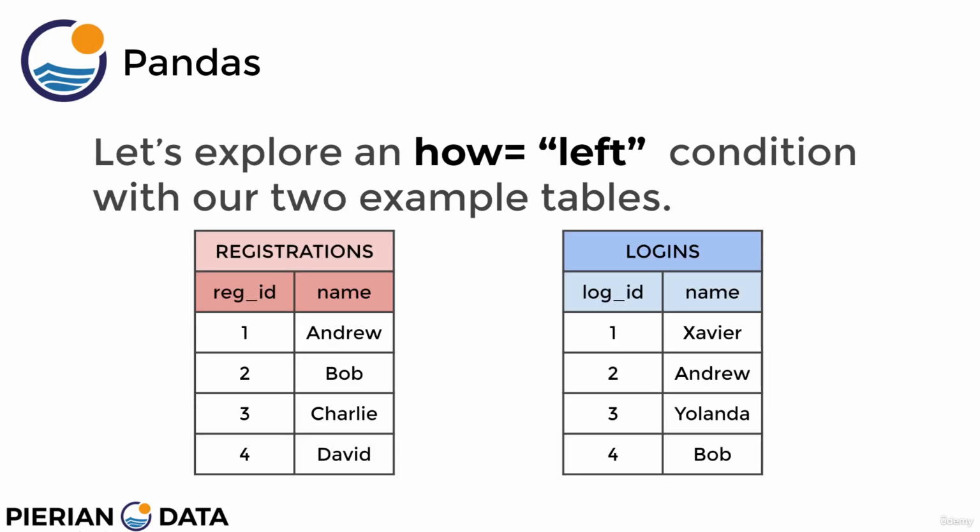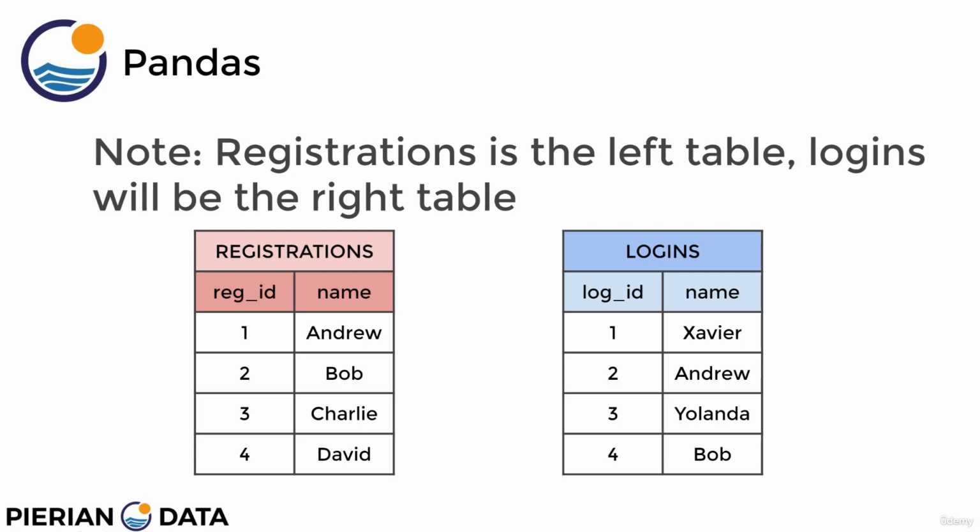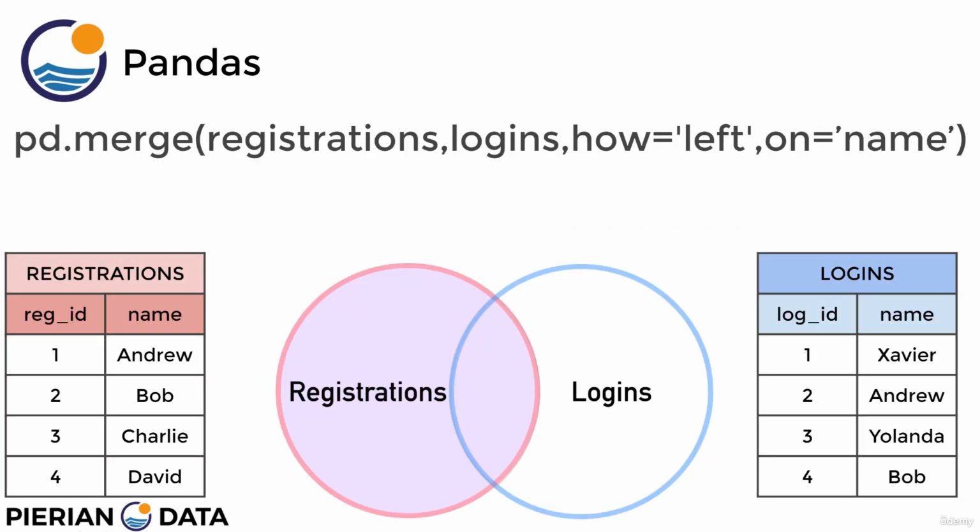Okay, so let's explore what happens when we say how is equal to left with our two example data frames or tables. Something to note here is that registrations is on the left-hand side, that's my left table or left data frame, and logins will be my right table, right data frame. So we have registrations on the left and logins on the right. What happens if I say go ahead and merge these together on the name column with the condition being a left merge? Well, in that case, I'll say pd.merge registrations, and since it's being passed first, it's the left-hand side, and then logins being passed second, it's the right table. And we say how is equal to left on name.